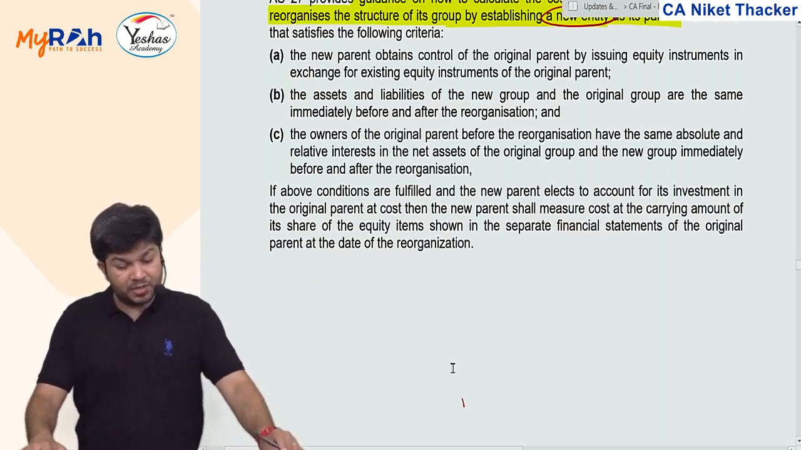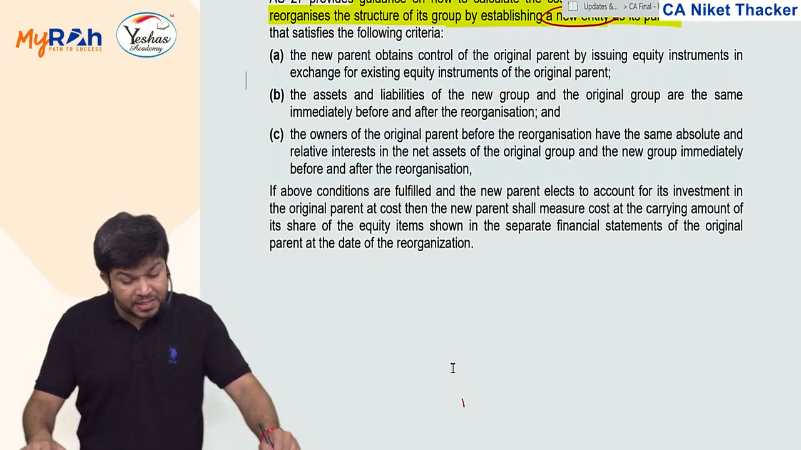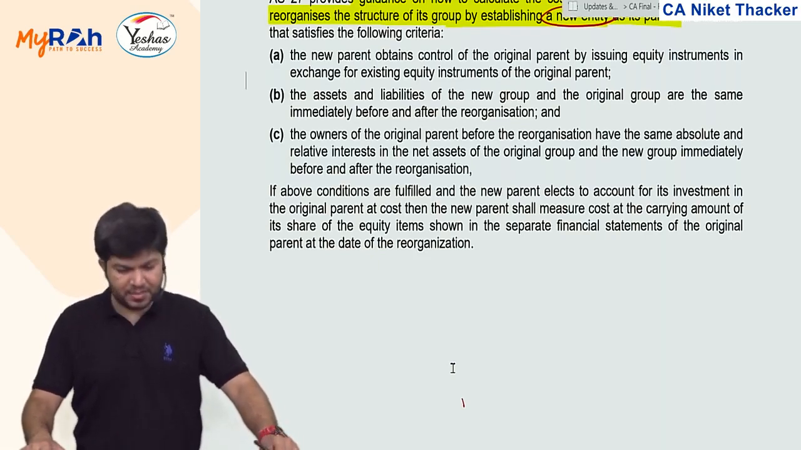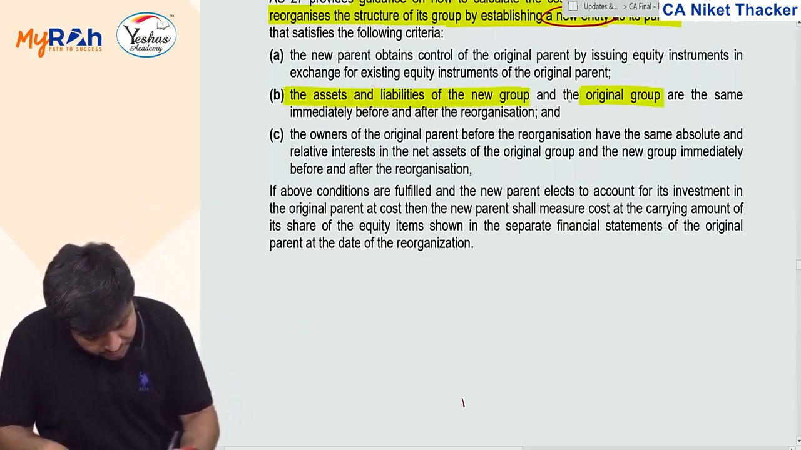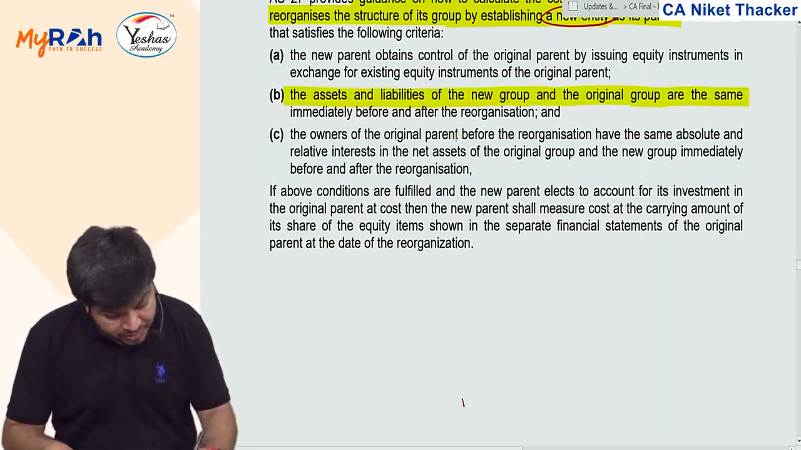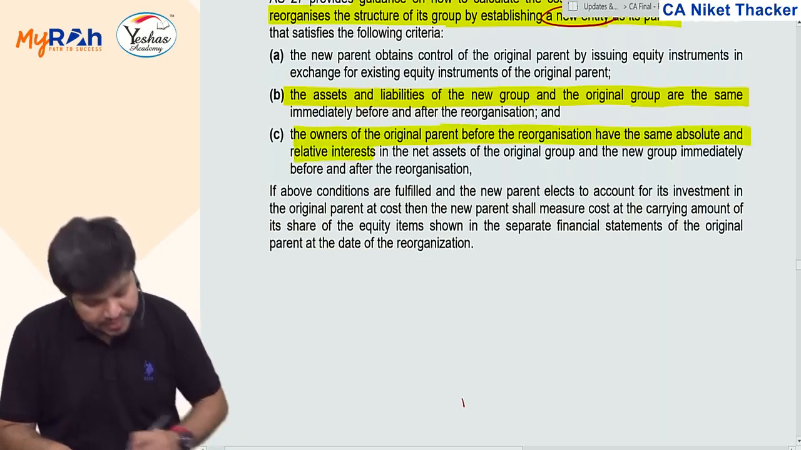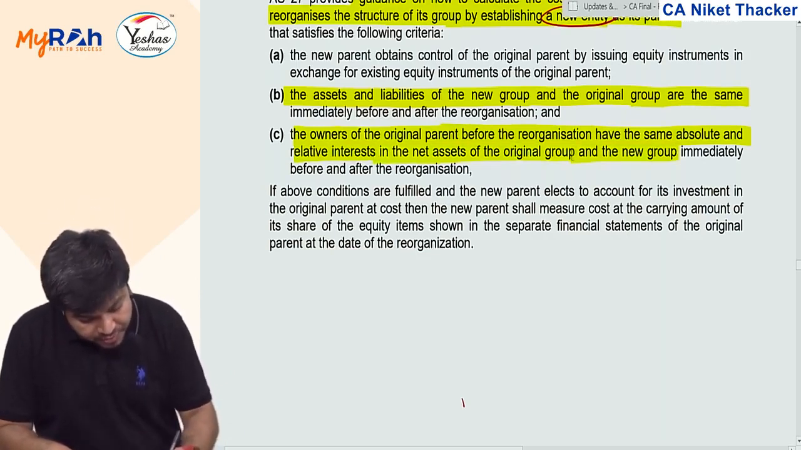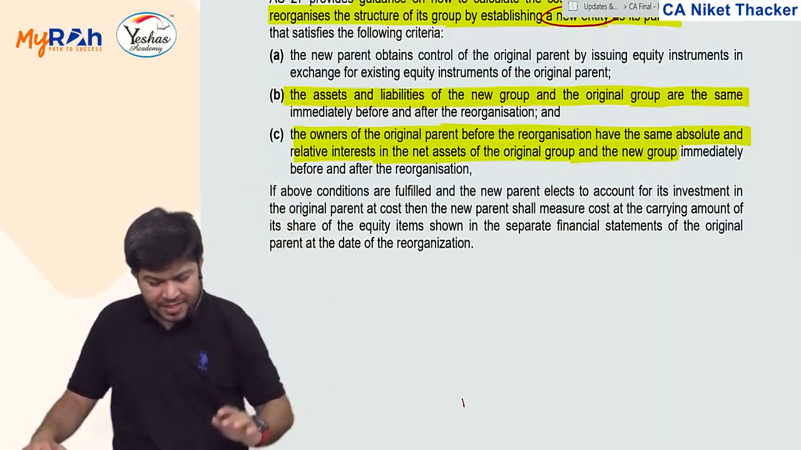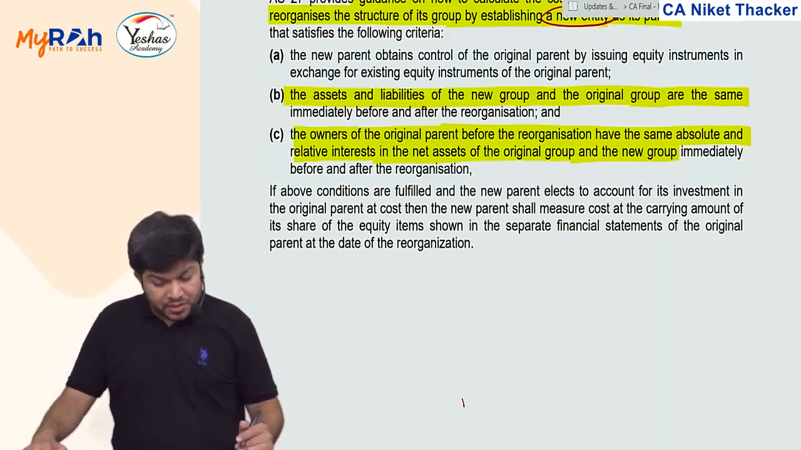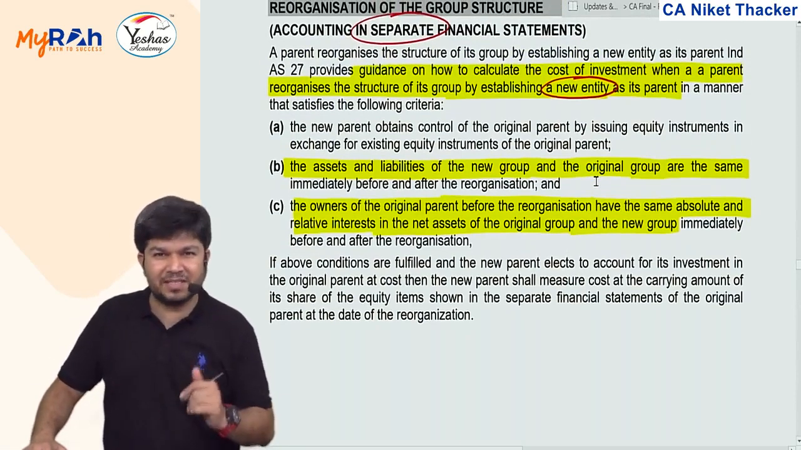The new parent obtains control of the original parent by issuing equity instruments in exchange for existing equity instruments of the original parent. The assets and liabilities of the new group and original group are the same. And the owners of the original parent before the reorganization, whoever was owning A Limited, have the same relative interest in the original group and the new group before and after reorganization. Okay, let me just check their example.